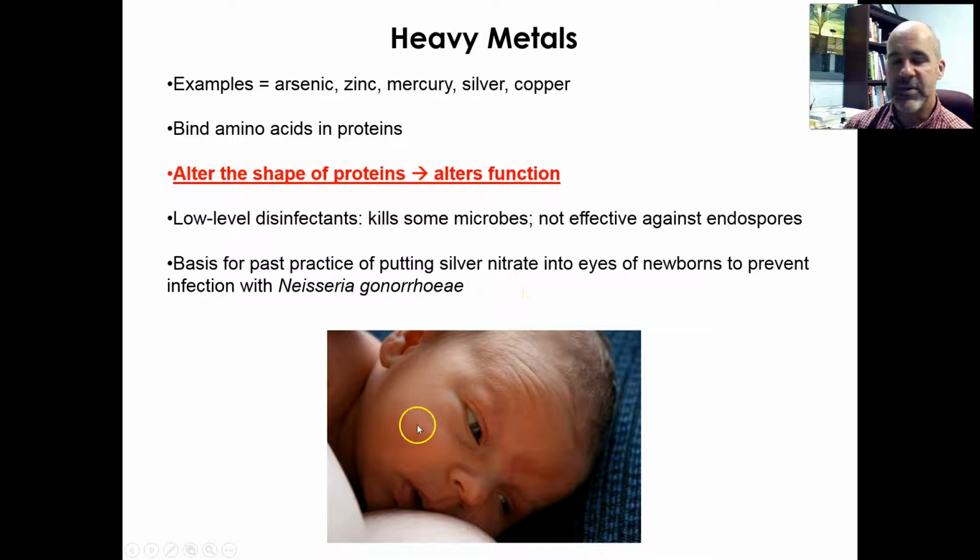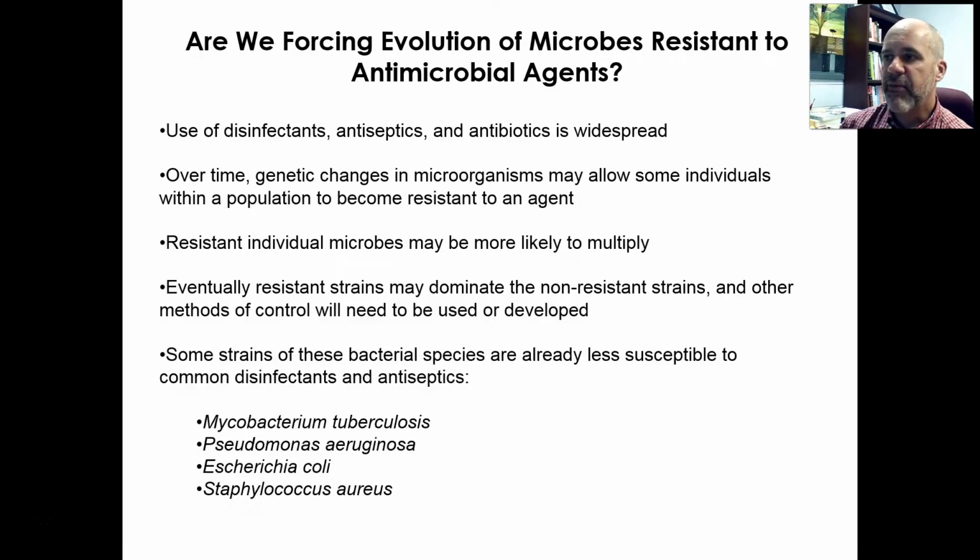Silver nitrate drops in the past were put into the eyes of newborns. The idea there was if the mother had gonorrhea, if she was infected with Neisseria gonorrhoeae, those silver nitrate drops could prevent that bacteria from getting into the eyes of the baby during delivery. And Neisseria gonorrhoeae infection of the eyes in the newborn can cause blindness. So that's where that practice came from. Now they've switched over and they're putting antibiotic drugs into the eyes of a baby when it's born to help prevent eye infections.